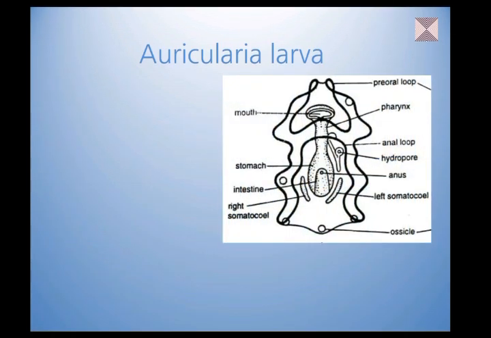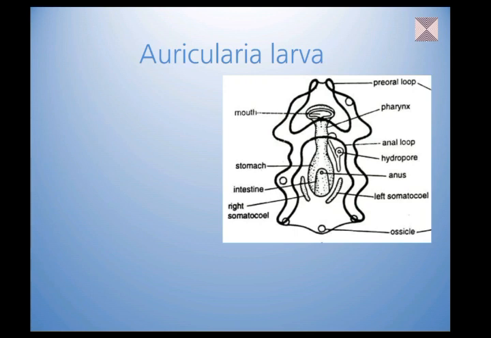Now this is the primary structure of the Auricularia. So here we have the pre-oral loop or the band. This is the mouth, you have the esophagus, then we have the stomach, then we have the anus. So the digestive system is completely developed in this particular case.